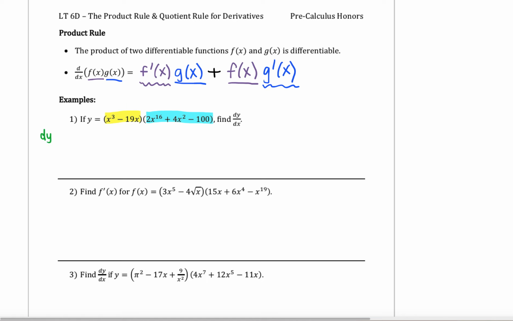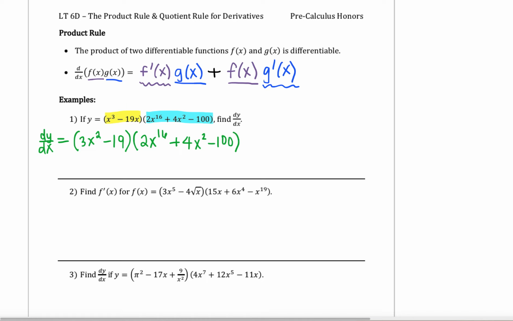So I'm going to start by using the same notation that is given in the problem. I want to find dy over dx, so I'm going to go ahead and label my derivative as dy over dx. And the way the product rule works is we take the derivative of the first function. Using the power rule, our derivative here would be 3x squared minus 19. Now I'm putting this whole thing in parentheses because I need to multiply this by the original second function. So I'm going to keep the 2x to the 16th plus 4x squared minus 100 the same.